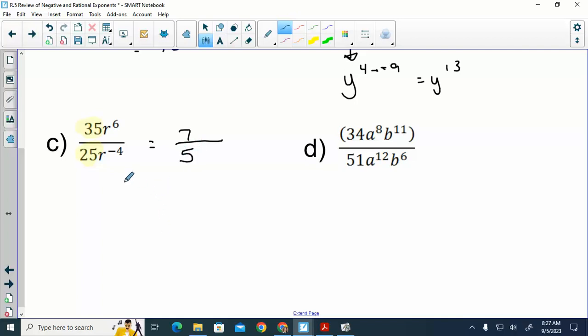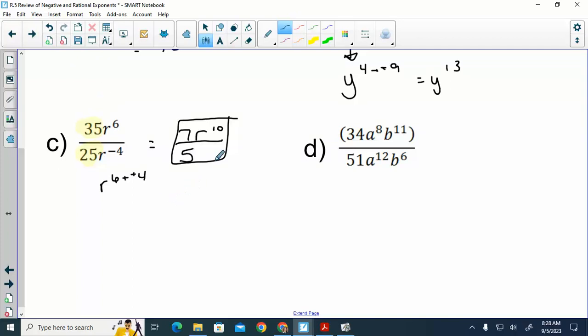All right, what do you want to do with the r's? Okay, so you're thinking 6 minus negative 4. So that's an r to the 10. So 7r to the 10 over 5.